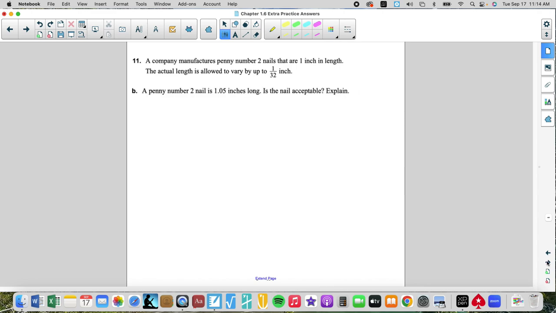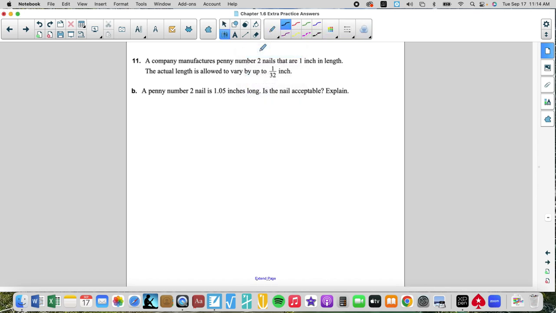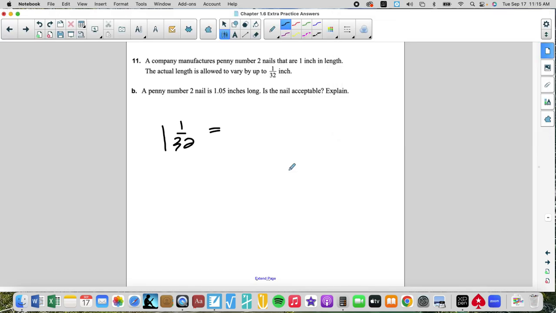A penny number 2 nail is 1.05 inches long. Is the nail acceptable? Okay, so we have to now convert. So we're really asking, hey, is 1 1/32 our maximum value? What is that as a decimal? So I can do 1 divided by 32, and I get 0.3.